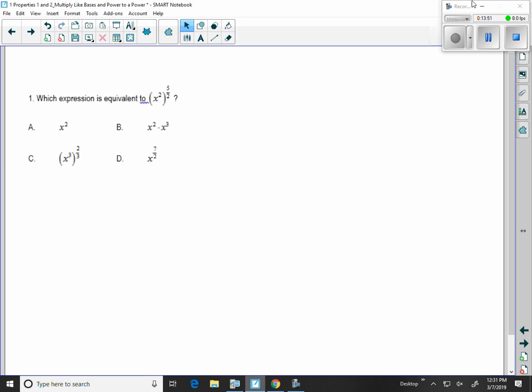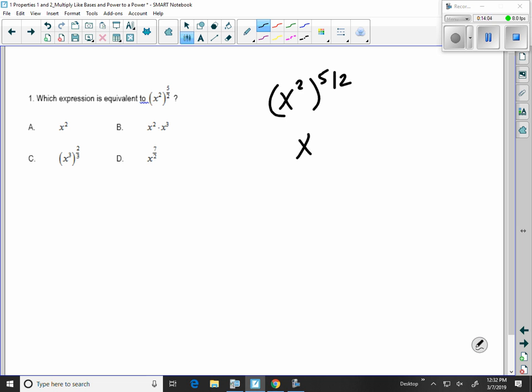Actually, you know what? Okay, sorry. On this one, let's just simplify. If we have x squared to the 5 halves, what am I going to do? I'm going to multiply. What's 2 times 5 halves? So it should be x to the 5th. Then we need to see which one is x to the 5th. Well, obviously not a. What's this one going to be? X to the 5th. What about this one? Nah, that's 3, that's not it. What about this one? X squared, because the 3's would cancel. So it should be b.